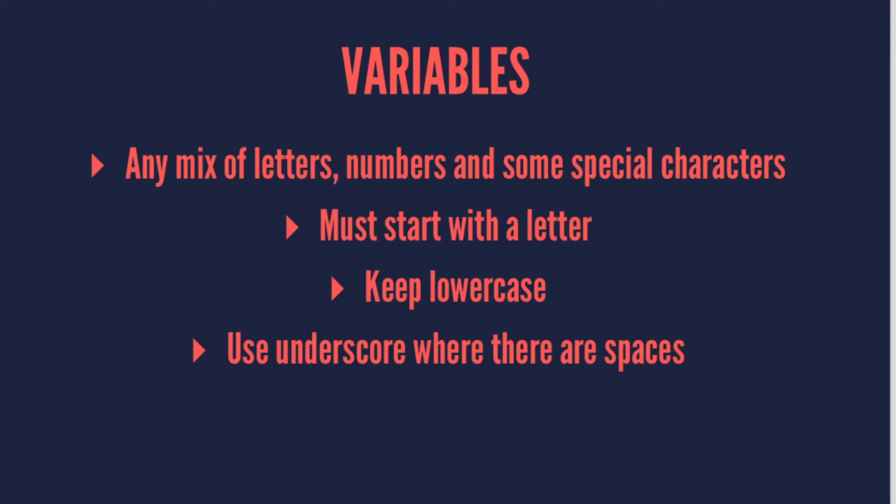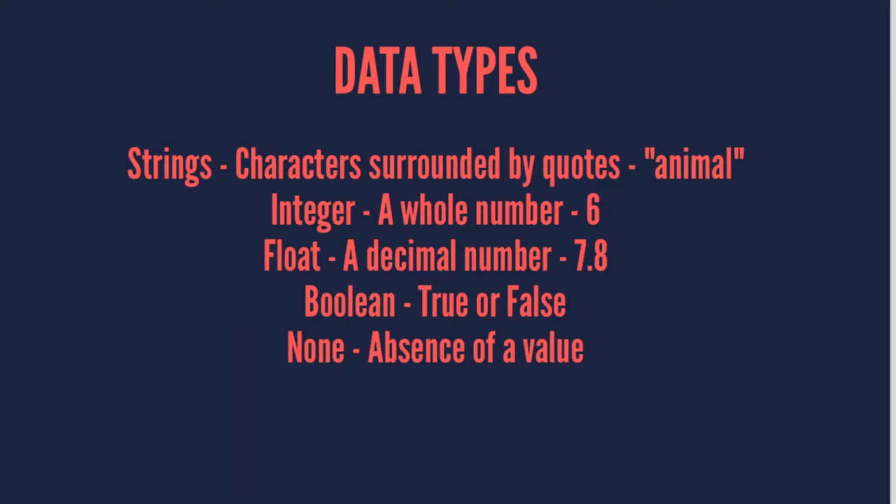So we had some rules for variables. They can be a mix of letters or numbers and some special characters, but they must always start with a letter. Keep them lowercase and use underscores where you would use spaces. And then we had our data types. So we had a string, and a string is just any characters surrounded by quotes. So at the end we've got animal, and it's a string because it's surrounded by quotes. Then we had integer, which is a whole number, a float, which is a decimal number, a Boolean, as you've all just picked out, which can be true or false, and none, which is the absence of a value.